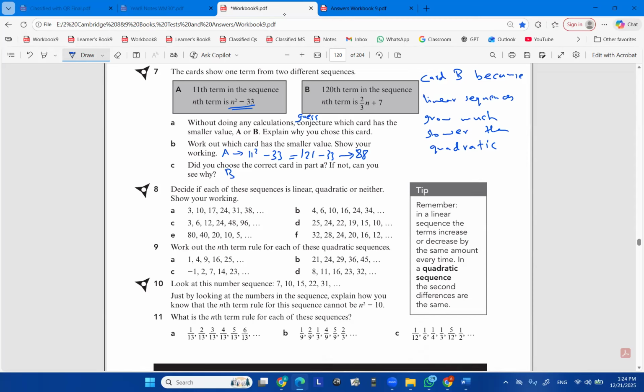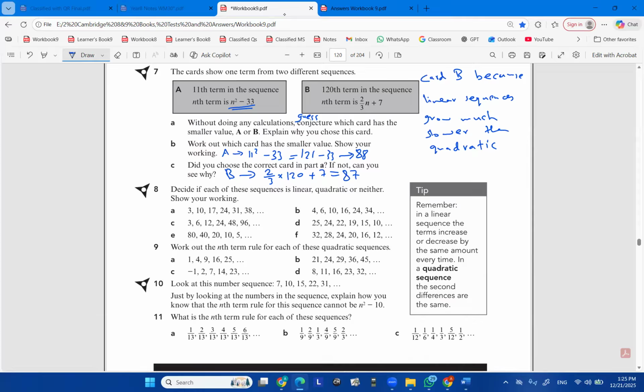Card B is what? The 120th term. So I need 2/3 of 120, then plus 7. 120 times 2/3, or you can do 120 times 2 and then divide by 3. Or you can do 120 divided by 3, which is 40, times 2, which is 80. 80 plus 7 is going to be 87. So to get a fraction of 120, and add 7 to it, gives you exactly 87.